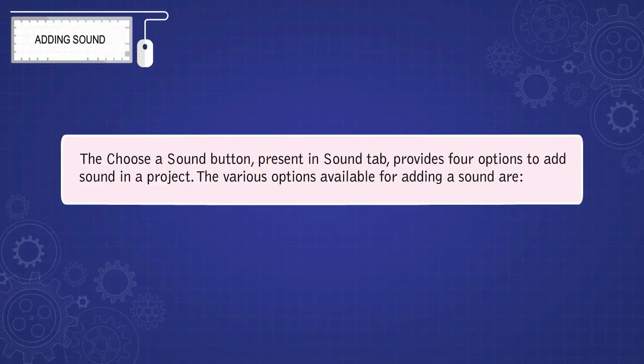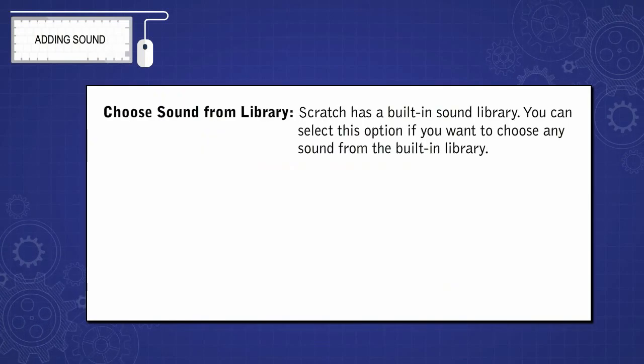Adding sound. The Choose a Sound button present in the Sound tab provides 4 options to add sound in a project. The various options available for adding a sound are: Choose sound from library. Scratch has a built-in sound library. You can select this option if you want to choose any sound from the built-in library.